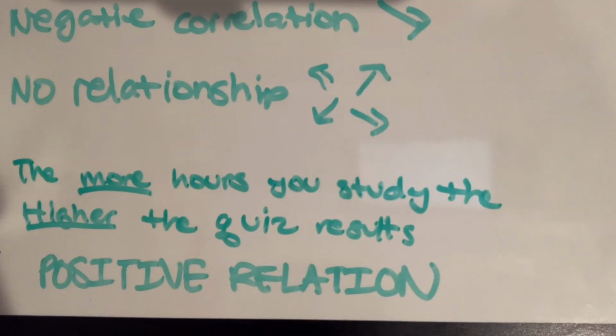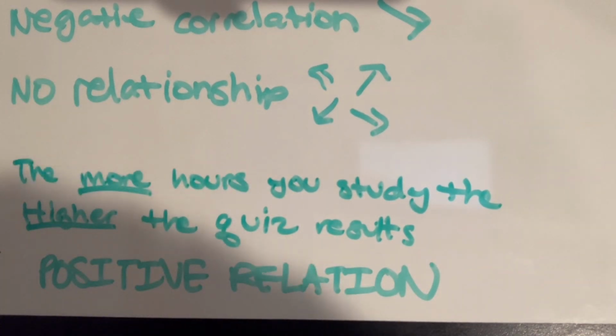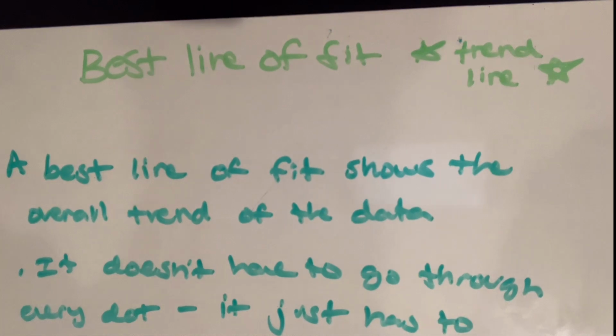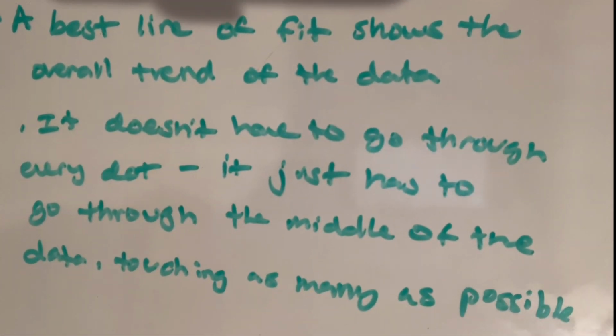For example, the more hours you study, the higher the quiz results. This would be a positive correlation. A best line of fit, aka trend line. A best line of fit shows the overall trend of the data. It doesn't have to go through every dot, it just has to go through the middle of the data, touching as many as possible. Let's see what correlations and best lines of fit look like on graphs.